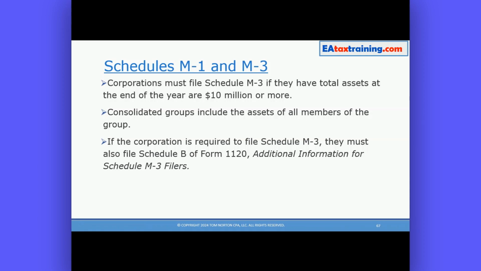And if the corporation is required to file Schedule M3, then they must also file Schedule B, which is additional information for Schedule M3 filers. Remember, for partnerships, this was called Schedule C of 1065, but for corporations, it is Schedule B of Form 1120.